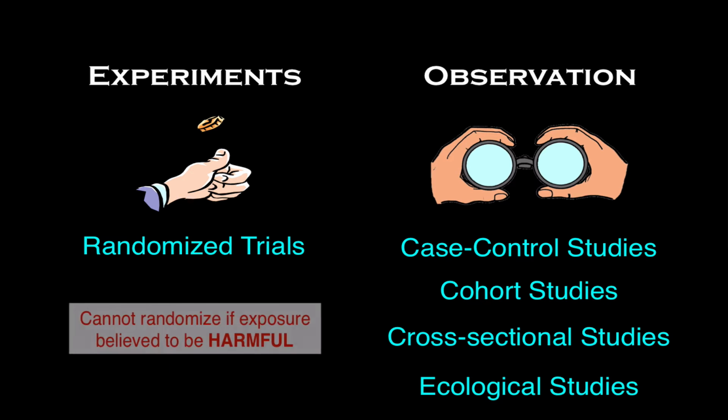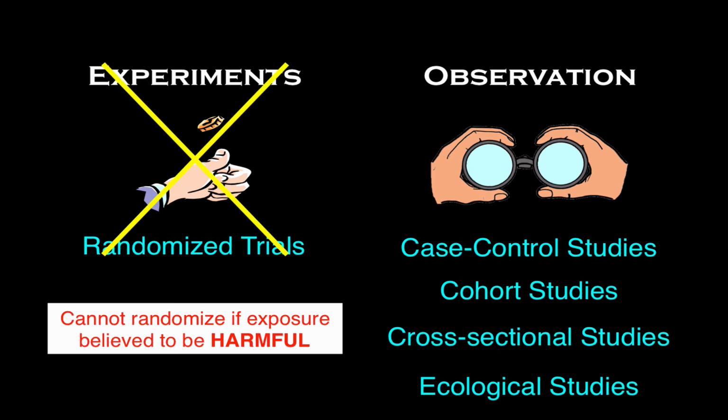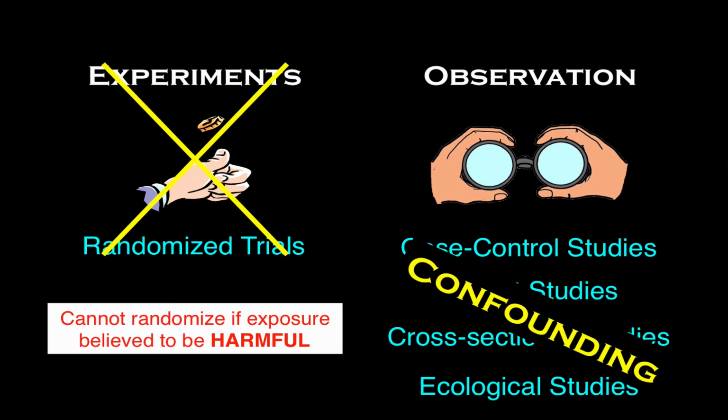Now you might be tempted to think, why don't we always do experiments? And the reason is because we cannot randomize if the exposure is believed to be harmful. Can you imagine a randomized trial of smoking cigarettes versus not smoking them? No, that's not going to happen. But the problem with observational studies that I want you to consider here is the problem of confounding.